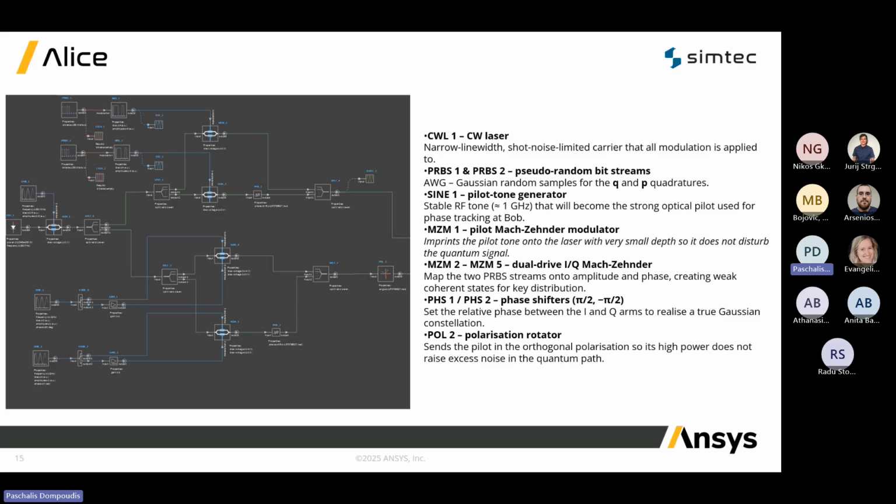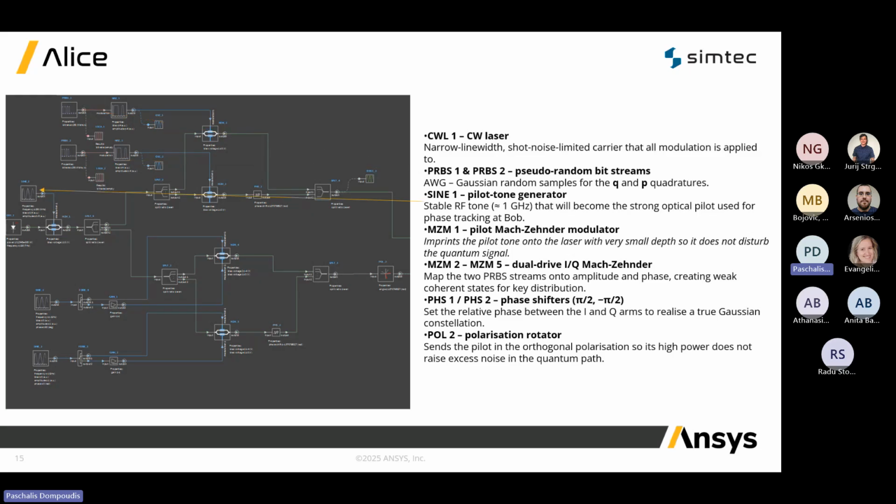Now, let's zoom into Alice's block first, Alice's circuit. First, everything begins with a single frequency laser. This is the laser that creates the quantum signal that will be sent through the fiber. Second, we need random numbers. So we have two pseudo-random bit streams that feed the I and Q modulators. So after some shaping, they become the Q and P values that are sampled through our Gaussian distribution.